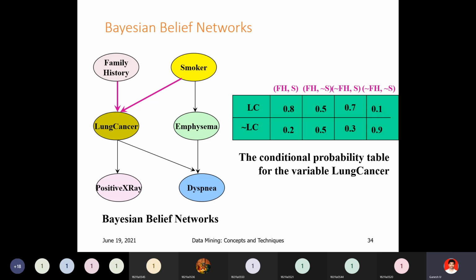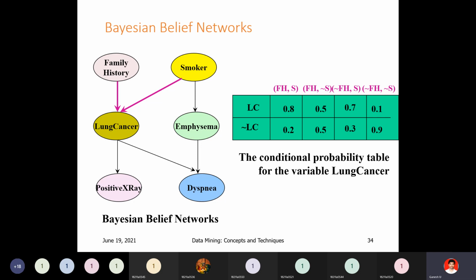Okay, this is the directed acyclic graph. For this directed acyclic graph, I have to draw a table, a conditional probability table. So the conditional probability table for the variable lung cancer. What is the probability of getting lung cancer and what is the probability of not getting lung cancer? See here, two variables I am taking. For lung cancer, what are the inputs we have? Family history and smoker.